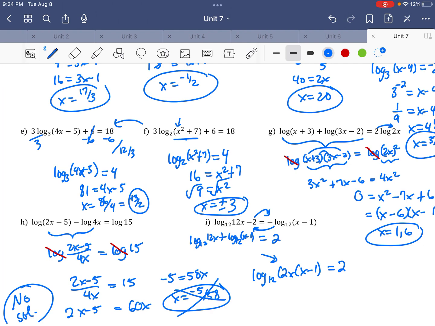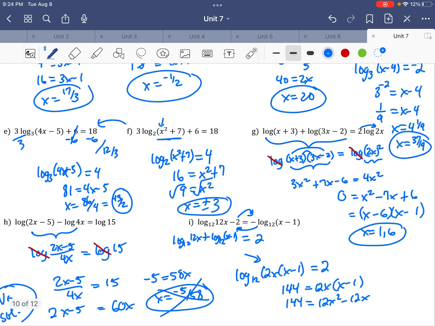All right, so I'm going to write it as an exponent. 12 to the 2, that's 144, has to equal 12x times x minus 1. Let's work this out. 12x squared minus 12x. I got 144 there. So I'm going to have to bring the 144 over. So 12x squared minus 12x minus 144.